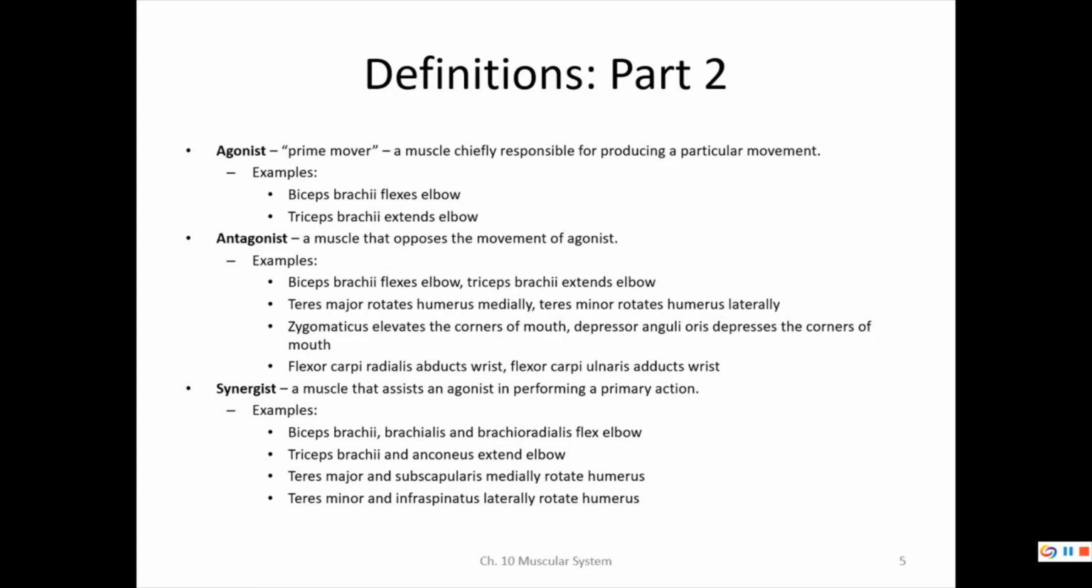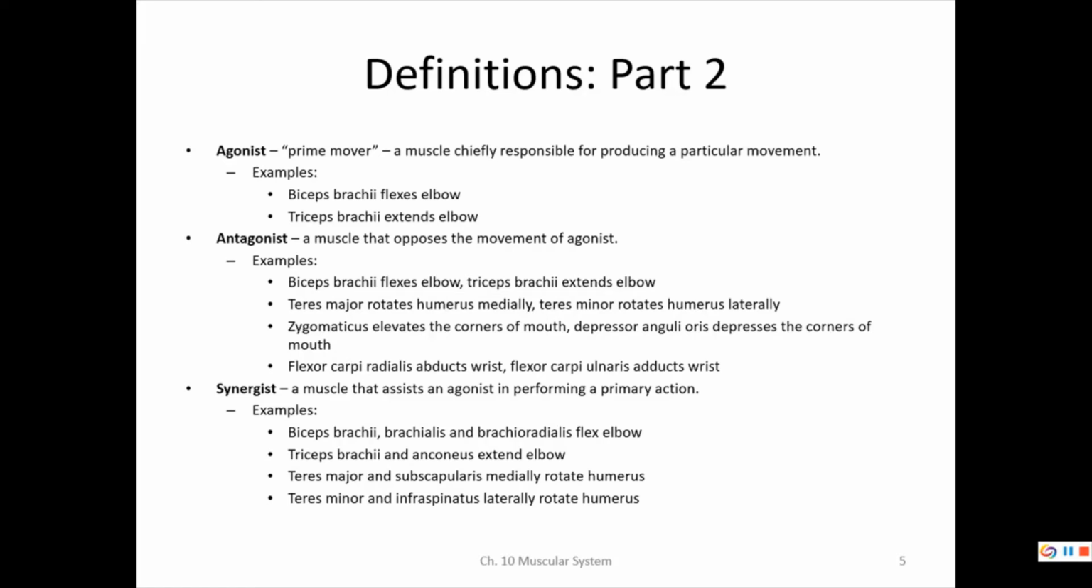So, for example, a great example is this. Though the biceps brachii is the agonist for flexion of the elbow, the brachialis muscle also assists, and so does the brachioradialis. Triceps brachii, as well as the anconeus, help to extend the elbow. Teres major and subscapularis do medial rotation of the humerus. Teres minor and the infraspinatus muscles laterally rotate the humerus.